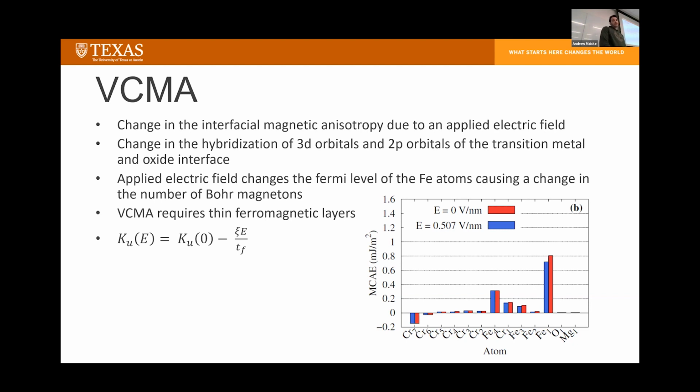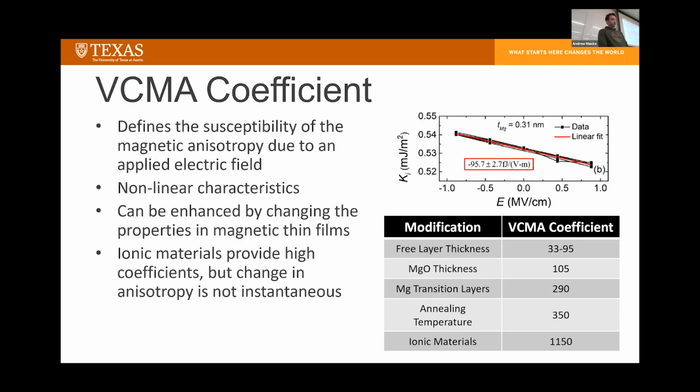VCMA is modeled with an equation, shown here, where the anisotropy at an applied electric field is equal to the anisotropy with no electric field minus the VCMA coefficient times the electric field, all over the thickness of the ferromagnet. The coefficient is the main term in VCMA that receives the primary focus, because it determines how susceptible the magnetic anisotropy is to an applied electric field.